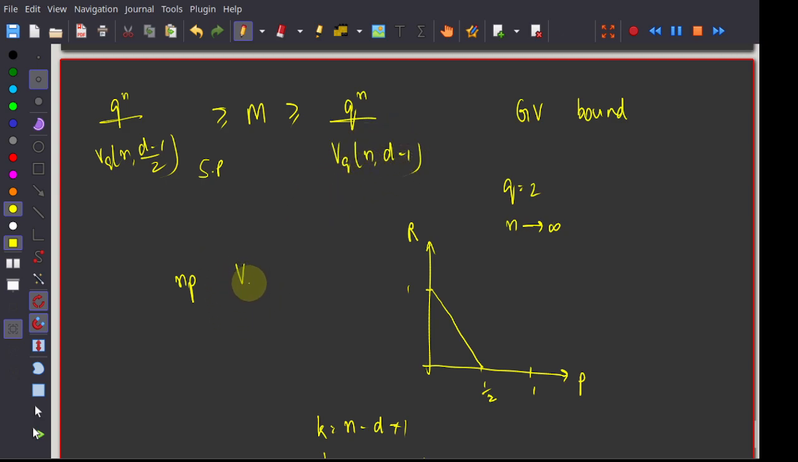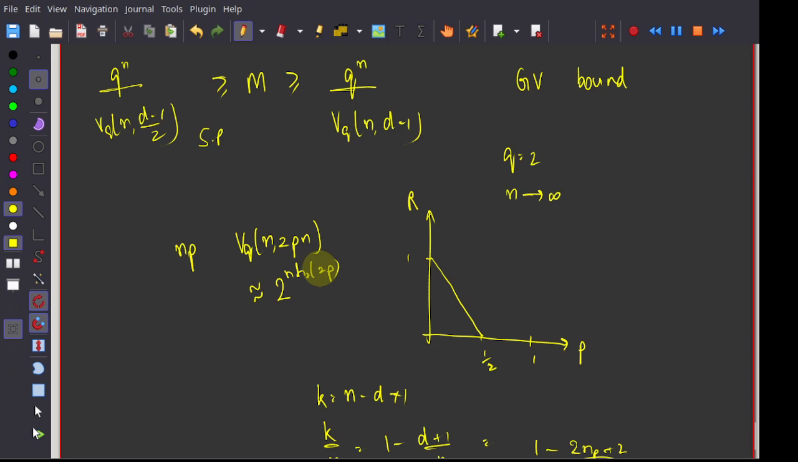So what is V_q of n comma 2pn? How does this behave? Do you remember from your information theory coding course? The asymptotic volume of a Hamming ball. This is actually an exercise in the information theory course, but you can show that the volume of a Hamming ball of radius np is roughly 2 to the n times the binary entropy.